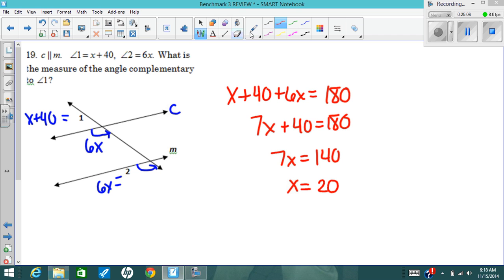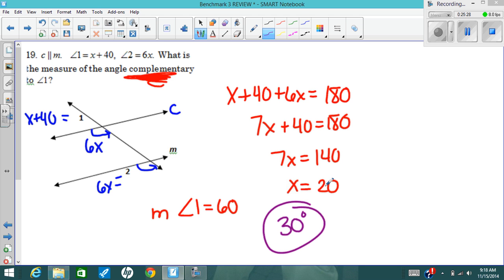So now we have to make sure we answer the question. We want to know the measure of an angle that is complementary to angle 1. So we can find angle 1, 20 plus 40. Angle 1 is 60. Complementary means that angles add up to 90 degrees. So an angle complementary to this one is 30 degrees. It's a little tricky.